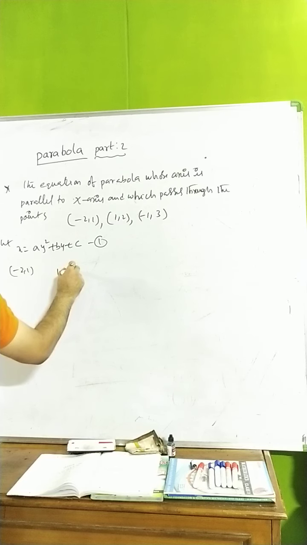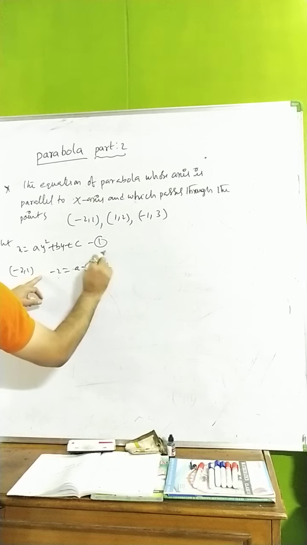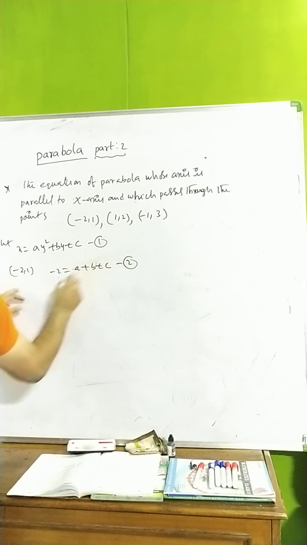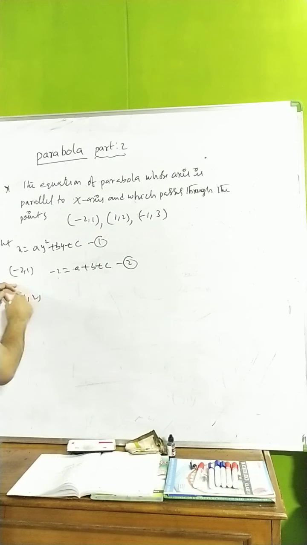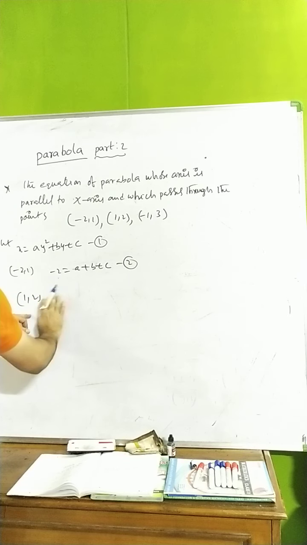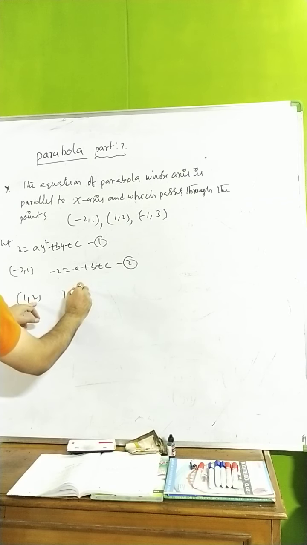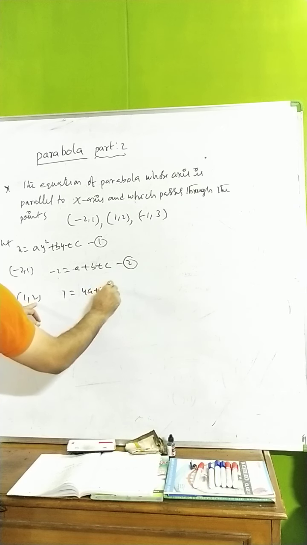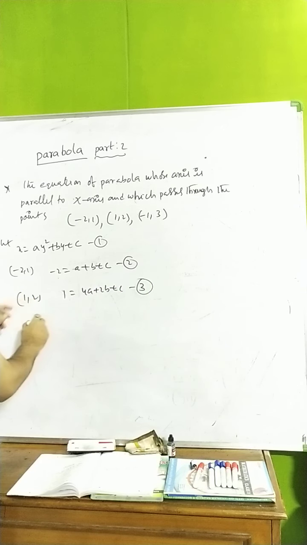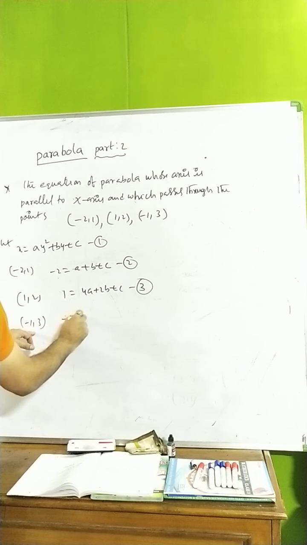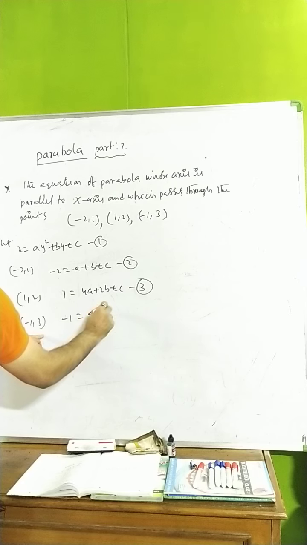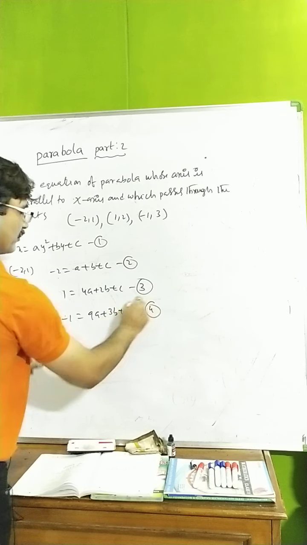Minus 2 is equal to a plus b plus c we are getting. Second equation. Now I want to substitute 1 comma 2. 1 is equal to, I substituted 2 here, 4a plus 2b plus c we are getting. Third one, minus 1 comma 3. You substitute here, so x is minus 1. If you substitute 3, 9a plus 3b plus c is minus 1.